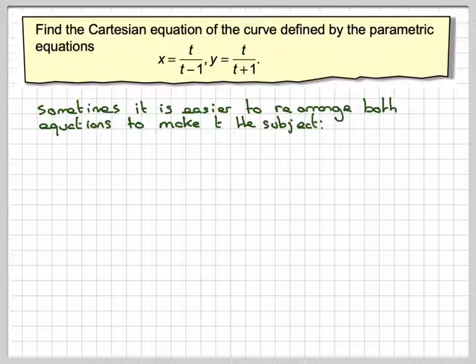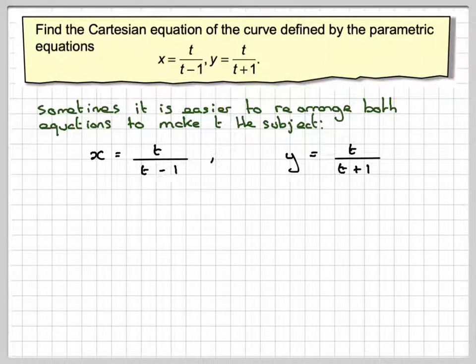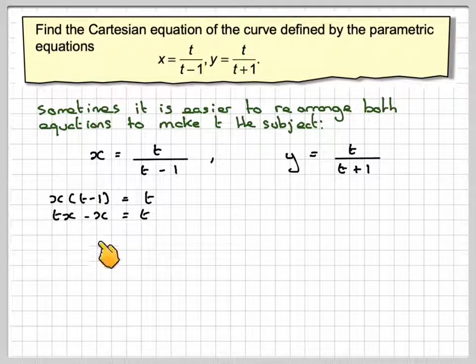So it's going to be easier to rearrange both equations to make t the subject. So we've got the first equation and the second equation. From here we're going to multiply by t - 1. So we've got x(t - 1) = t. Expanding the bracket, we get tx - x = t. We want everything with t on one side and everything with x on the other.